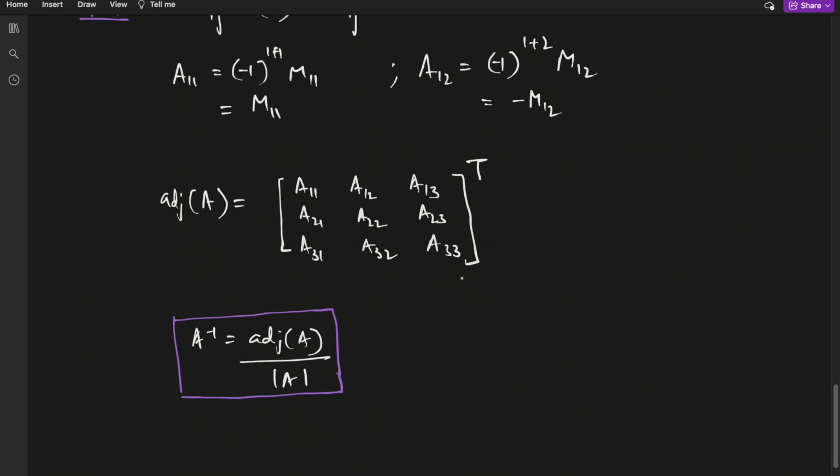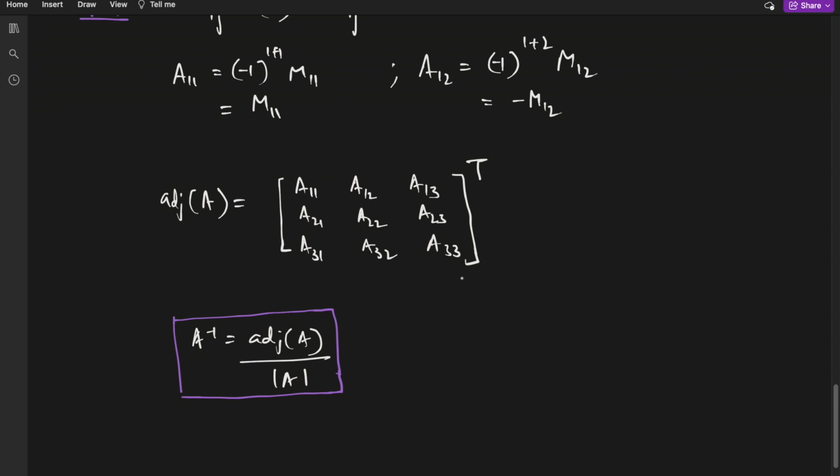One is you can calculate A inverse using the Cayley-Hamilton theorem. We will cover Cayley-Hamilton theorem in upcoming lectures. It's a miscellaneous topic. That is one way of calculating A inverse. So you have the characteristic equation, and then from that you apply Cayley-Hamilton theorem and calculate A inverse.